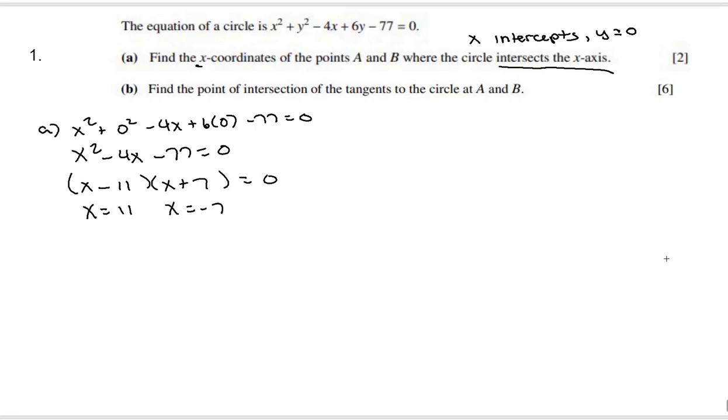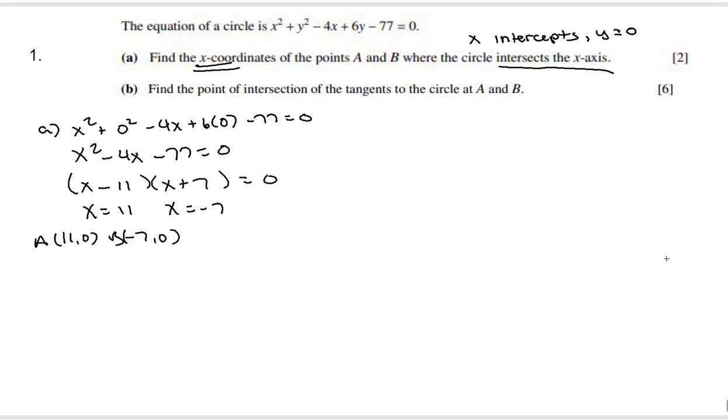Now it only asks for the x coordinates, all right? But keep in mind those are x-intercepts, so those points are going to be (11, 0), we'll say that's A, and then (negative 7, 0), and we'll say that's B. And when they don't specify, then just pick them, don't worry about them. Okay? So that's part A.